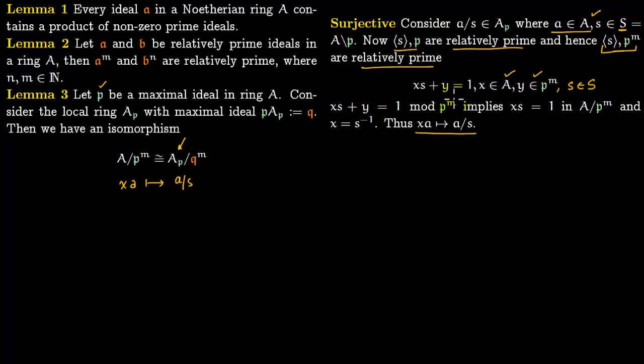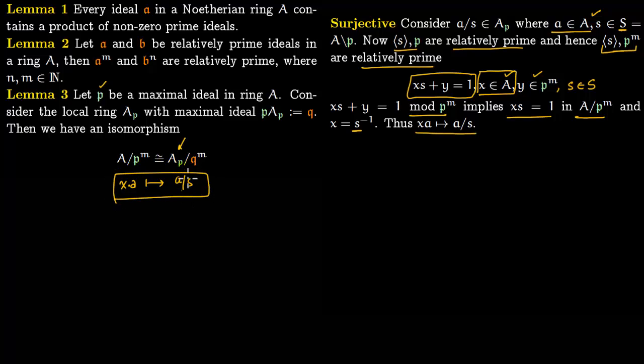So now you have xs plus y equals 1, and from this you get this statement. Now you modulo out with respect to P to the M. If you modulo out with respect to P to the M, y lies in P to the M, so you will have xs is equal to 1 in A modulo P to the M. So in this ring, xs is equal to 1, and therefore you can set x equal to S inverse. So once you set x equal to S inverse, and x you see here is in A, it is coming from x times A, and that's what we wanted to show.